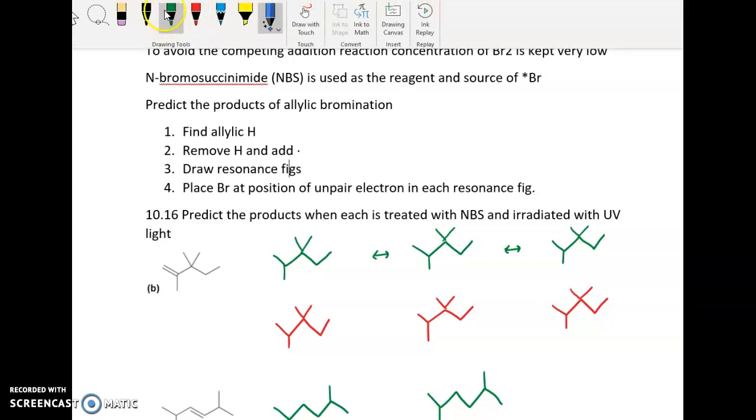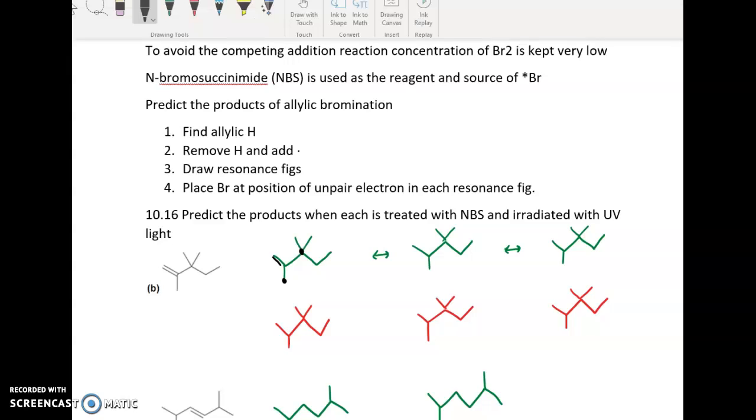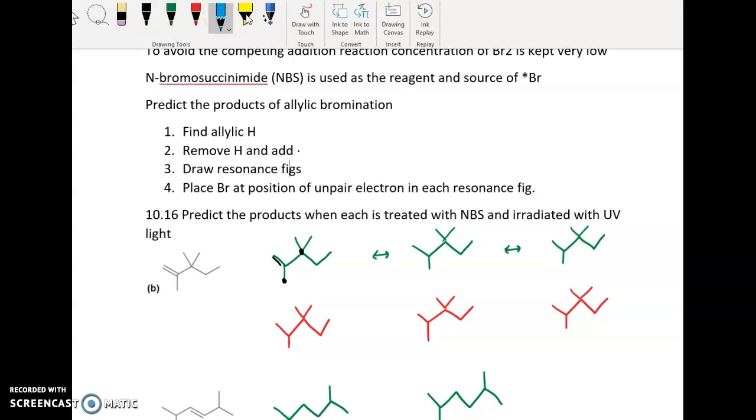Let me get the color that will stay. We'll do black. All right, so our first compound here has a double bond there. So where are the allylic hydrogens? There are no hydrogens at this position, and there's one hydrogen here at this position. So that's where we're going to pull the hydrogen off. We'll pull one here, and then we'll need to draw all the resonance structures.